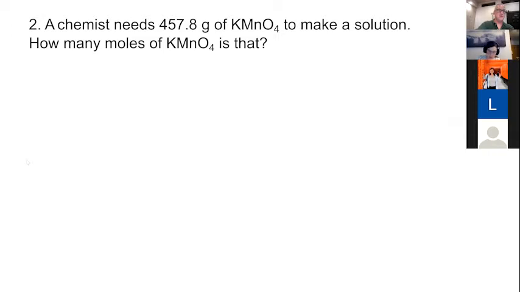Anybody know what that's called? Should know what the K is anyway. Potassium. Right. And MnO4 is an ion called permanganate. Per meaning it has one more oxygen than expected. So MnO3 is manganate and MnO4 is permanganate.